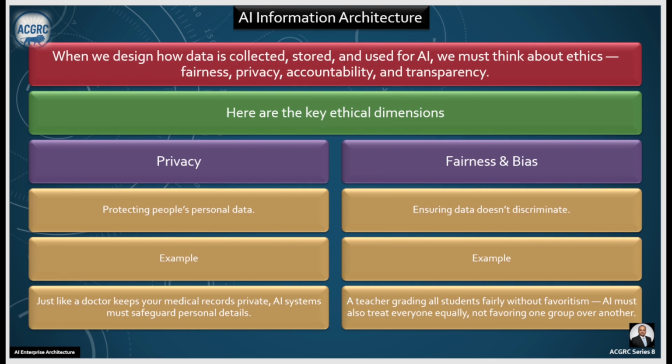The next dimension is being fair and unbiased, which is about ensuring data doesn't discriminate. You need to be aware of the bias aspect of it. Example, a teacher grading all students fairly without favoritism. Similarly, AI must also treat everyone equally, not favoring one group over the others. So that's fairness and bias aspect.